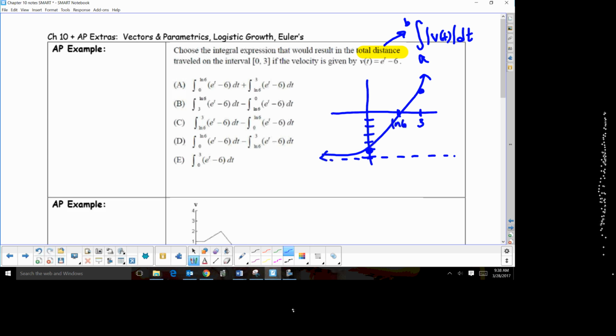Okay, so I need to go from where to where? 0 to the ln of 6 and do what with that velocity? Negate it. And then add on from ln of 6 to 3 and leave it alone since it's already positive. So which one is that? C.